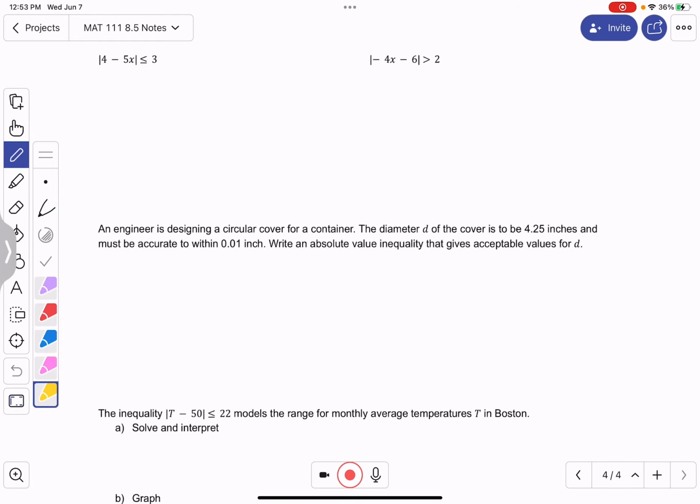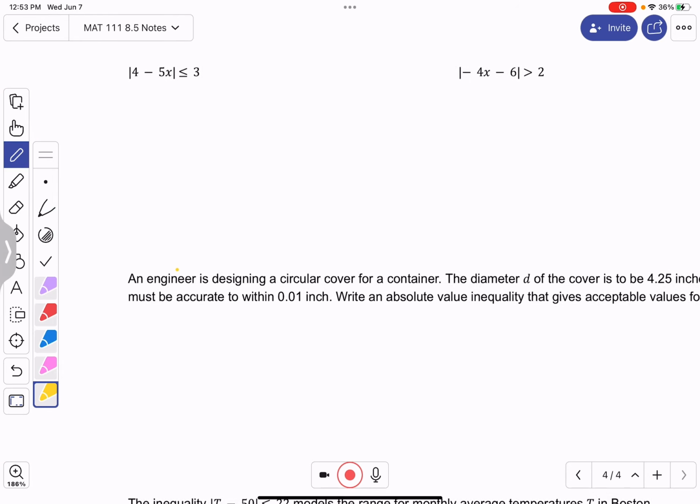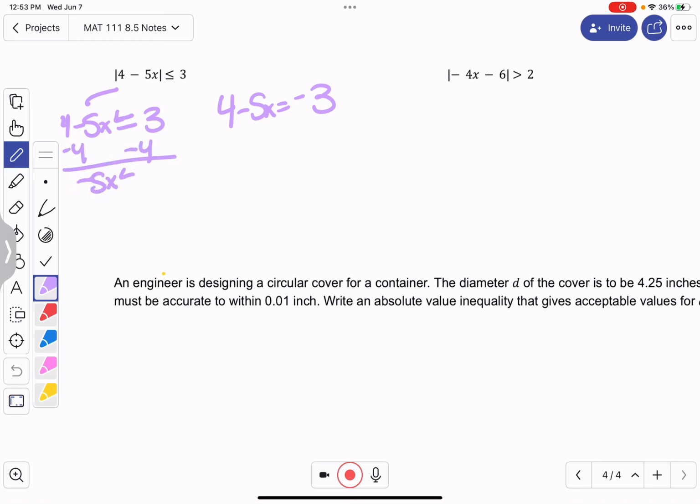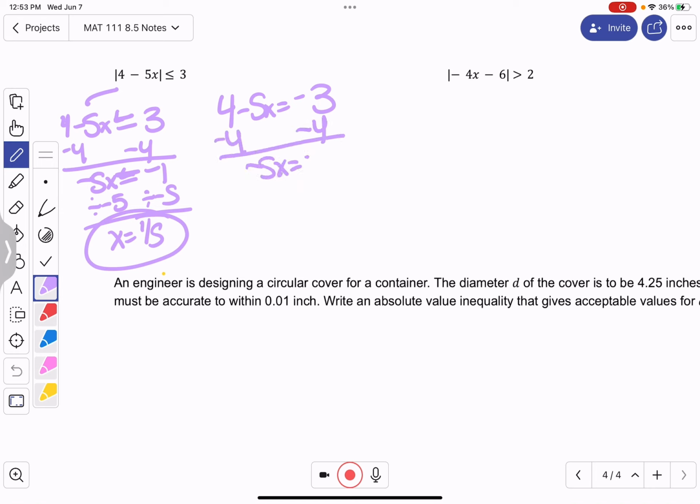All right, here's two more for you to try. Pause the video, try them out, see how you do. 4 minus 5x equals 3, and 4 minus 5x equals negative 3. Subtract 4, negative 5x equals negative 1. Divide by negative 5, we get x equals 1/5. Sorry, subtract 4 over here, we get negative 7. Divide by negative 5, we get 7/5.